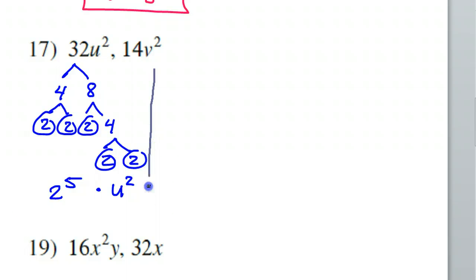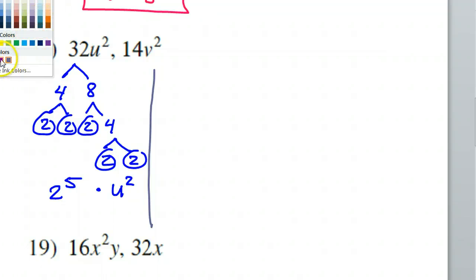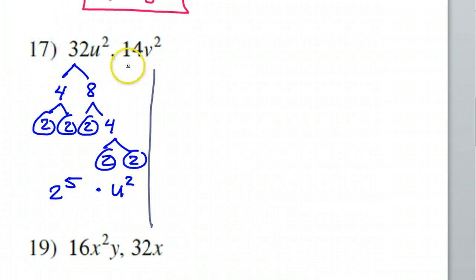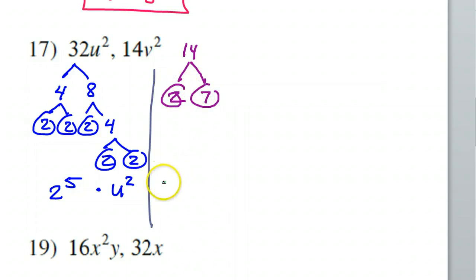I think I'll just put a little divider right here for fun. Now I'm looking at the 14v squared. Well, 14 is 2 times 7, and that's already prime, so I'll just drop it down here. So 14 is 2 times 7, and then I've got that v squared.